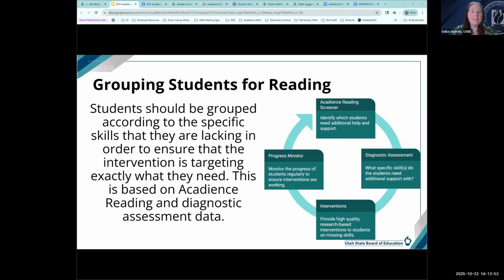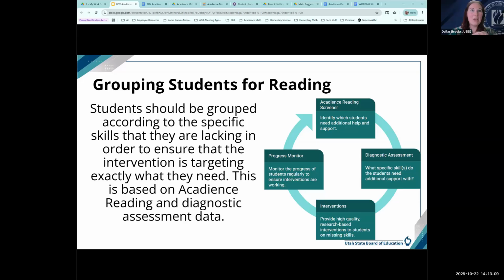But like I said, for that initial step, we're going to give everyone the Acadience screener. That gives us a quick pulse on who needs additional help and who doesn't. So then we would pull our students who are red or yellow. And Jared put in the chat that this applies to math too.